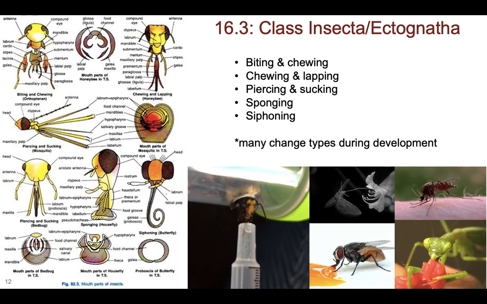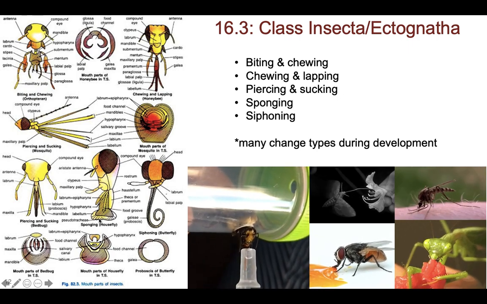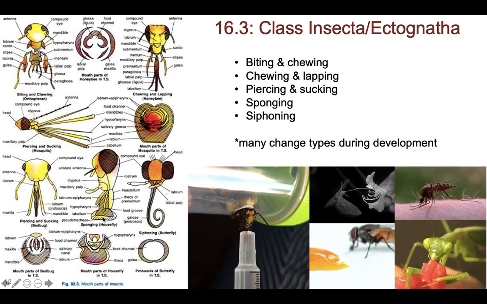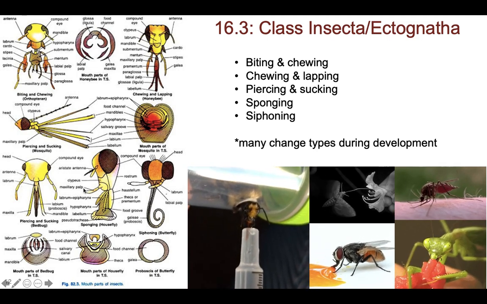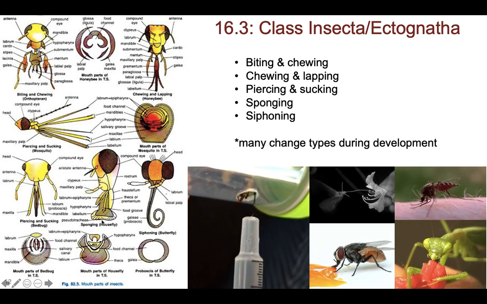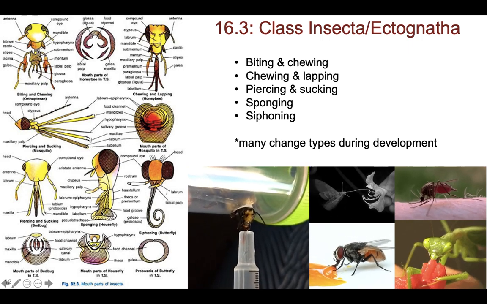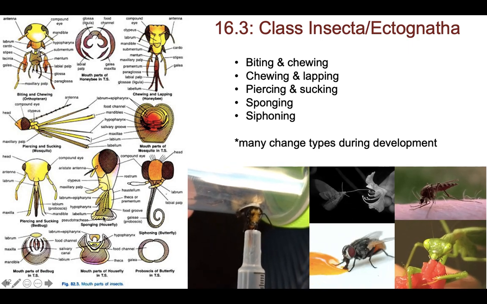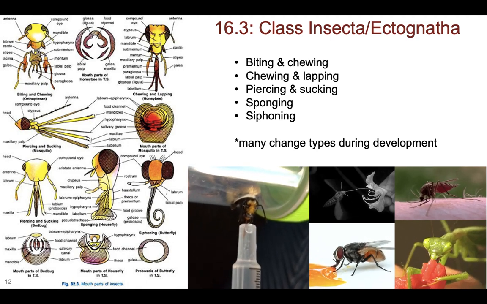And then you can have sponging mouth parts. There's an example there. They use these to suck up liquid or semi-liquid food. Houseflies and other flies have these kinds of mouth parts. A lot of things that eat the gross, juicy fluids out of poop will have these kinds of mouth parts. Yeah, there's a lot of species of flies that have these mouth parts.